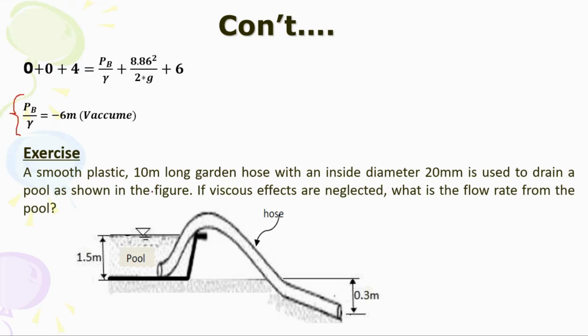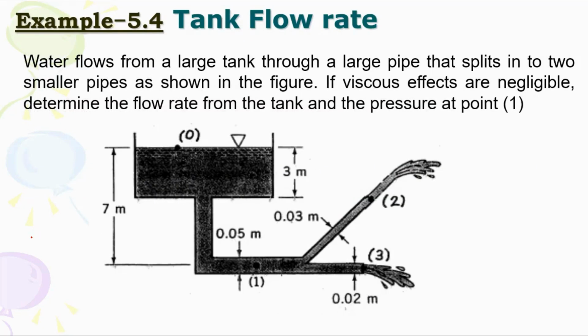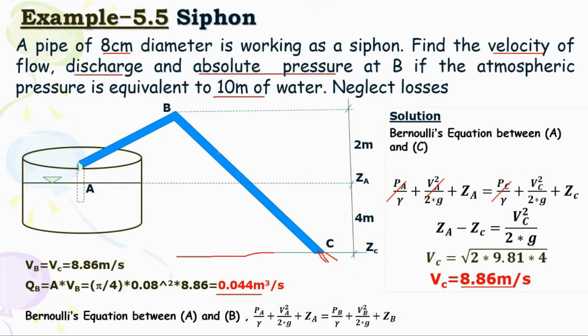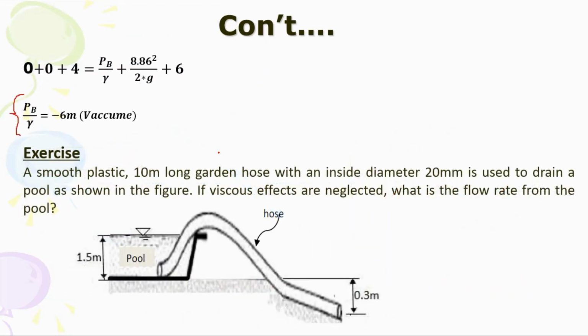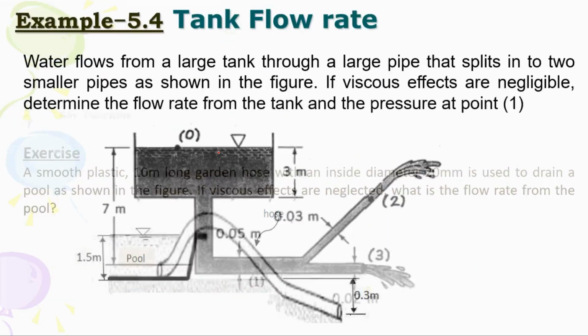So this is an exercise. You have a plastic smooth siphon, just to irrigate some plants using this. Find the flow rate from the pool of this water to 0.3 meter below the bottom of the tank. So you can try this one. And the other example is tank flow rate. Tank flow rate, we will see. I think this is example 5.6. It will be example 5.6.